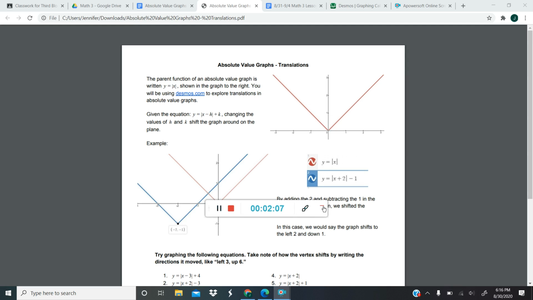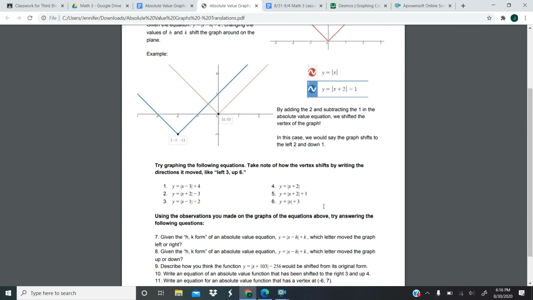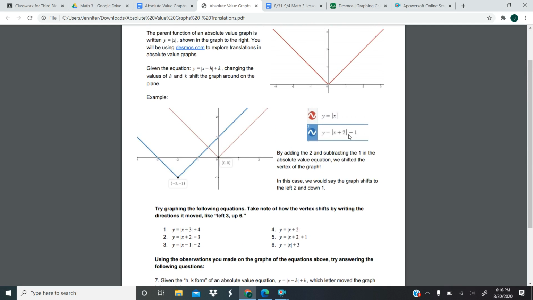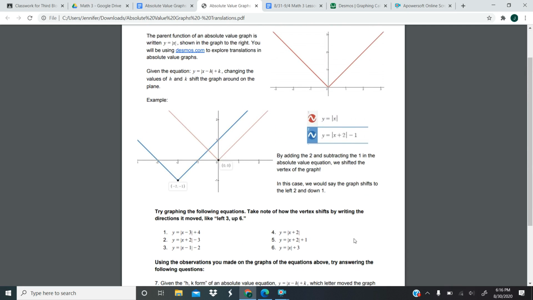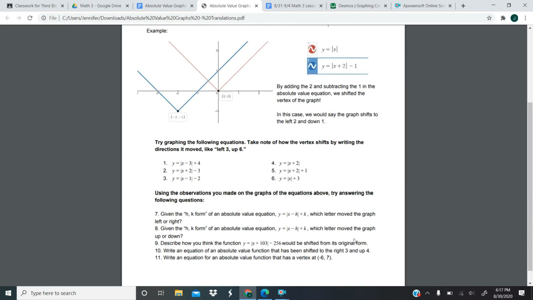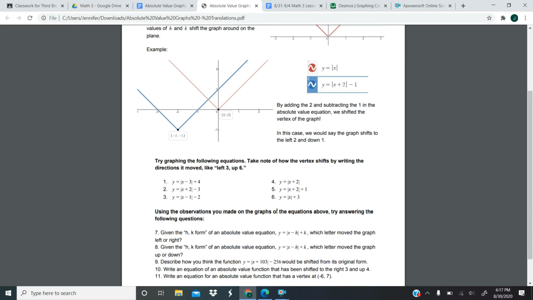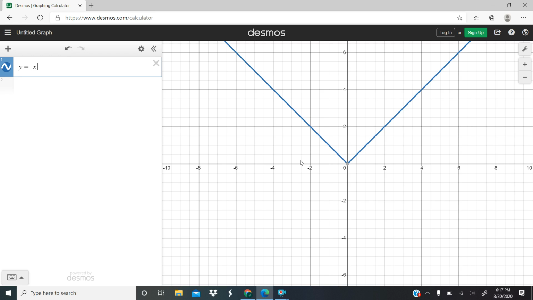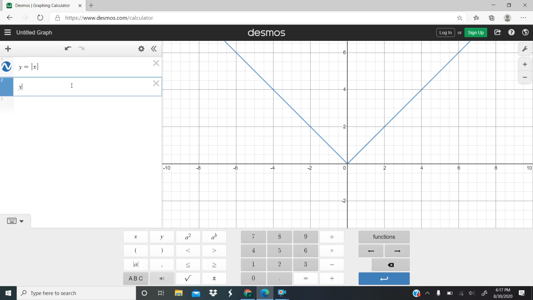Okay, so if you look at your assignment for today, then what you're going to be looking at is how adding numbers in the absolute value equation is going to shift the graph around. So it gives you all of these instructions down here, and I added this example in here. So basically, if I come back over to my graph, right now I just have the parent function y equals the absolute value of x graphed.